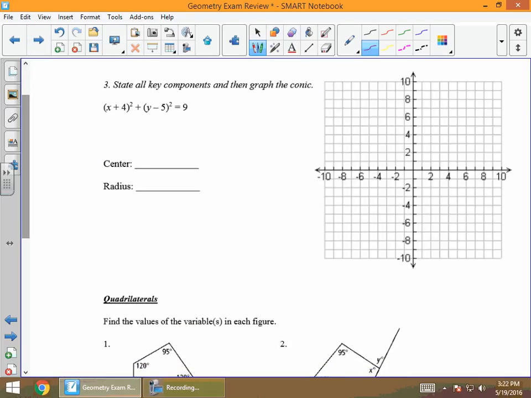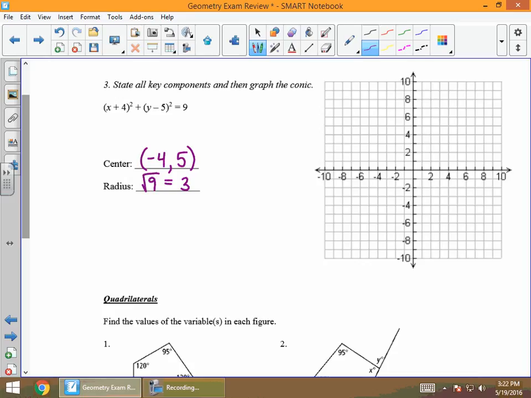All right, and the last one says state all the key components and then graph the conic. As I take a look at this, I can see that it's a circle because it's in general form. Since it's x plus 4 quantity squared, my center, remember, when you take the number out of parentheses, think opposites. So it's x plus 4, so the center is at negative 4 for the x value. My y quantity is y minus 5, so that would be positive 5. It is set equal to r squared, so the radius is the square root of that 9, and the square root of 9, we know, is 3.